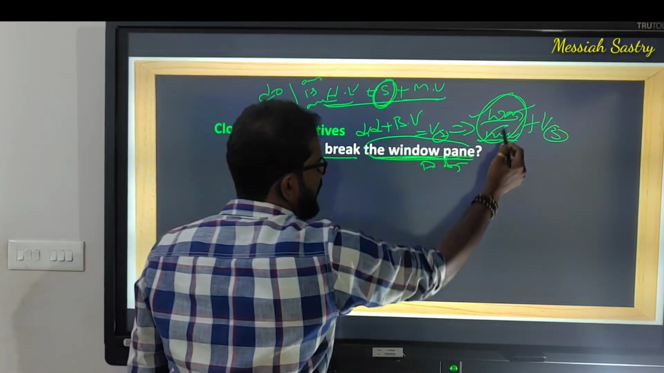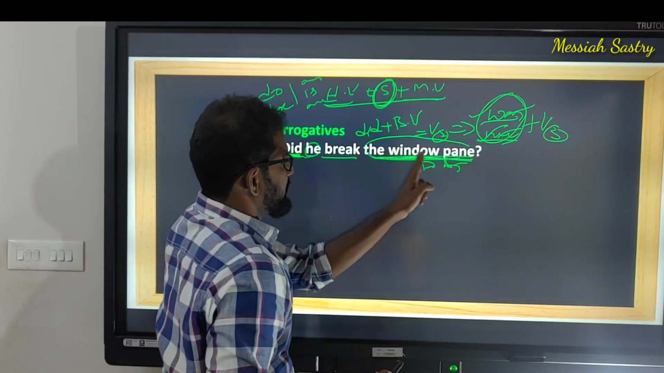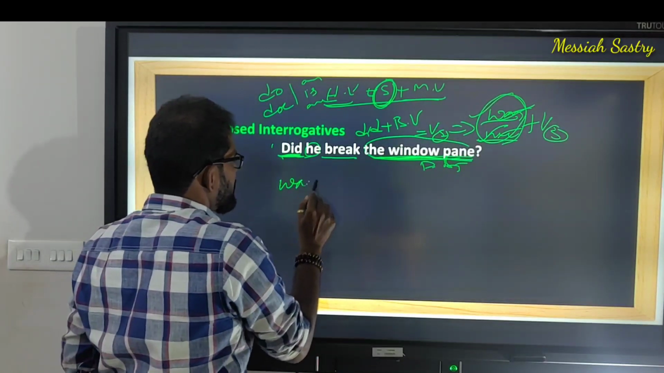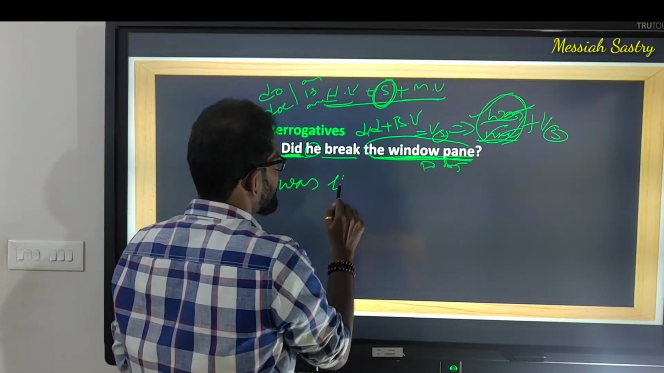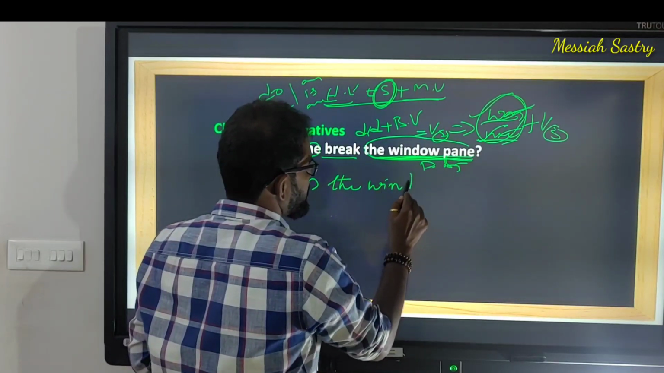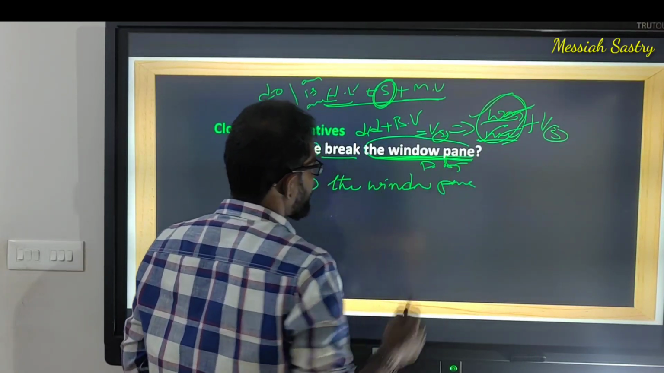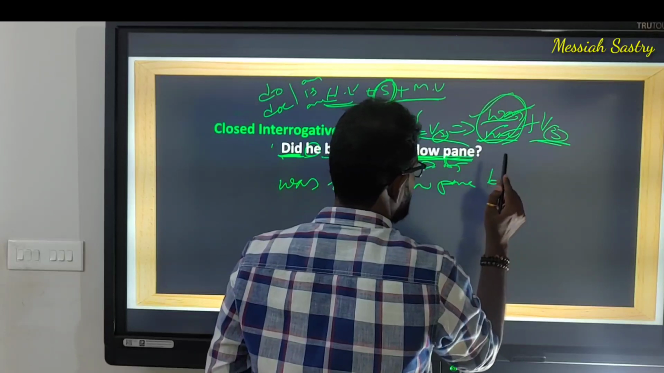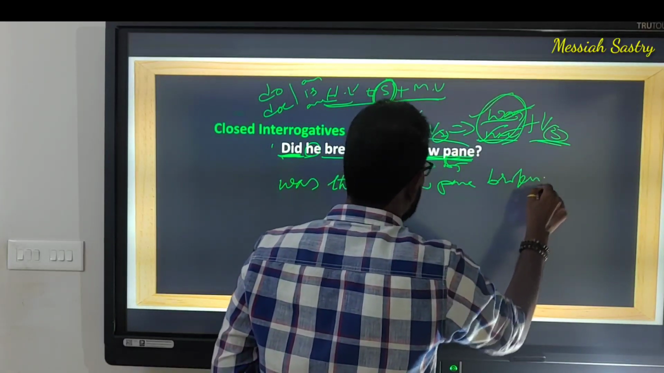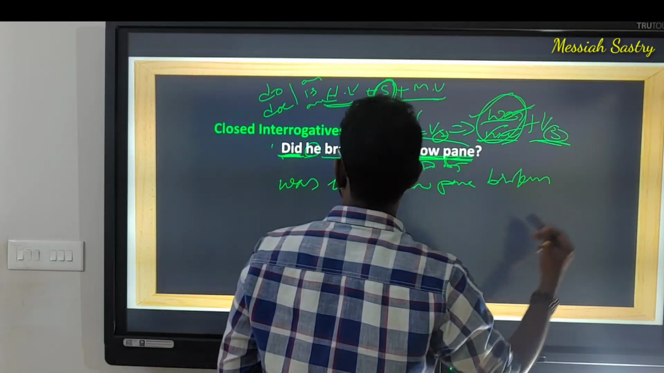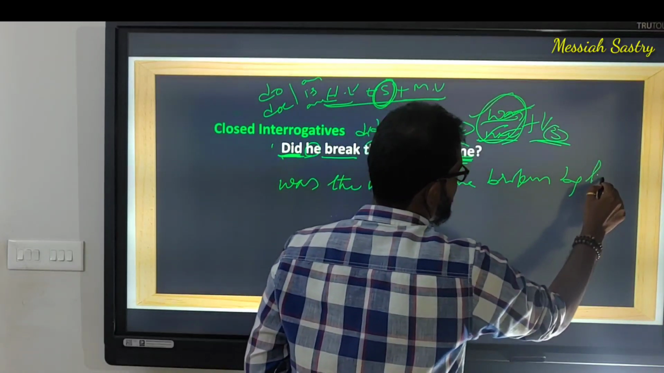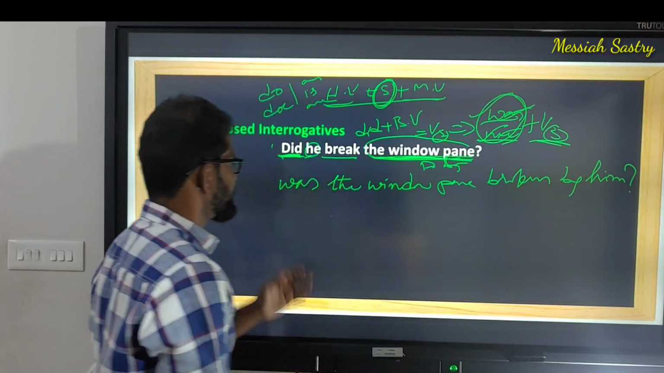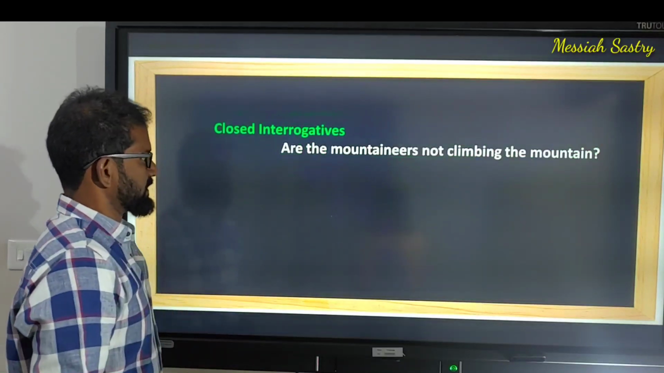Now we need to write was or were based on the new subject. What is the new subject? The window pane. So this window pane being the new subject, we need singular. So what do we write? Was the window pane. V3: break, broke, broken. Broken by him? Question mark. Was the window pane broken by him? With the passive form. Next question.